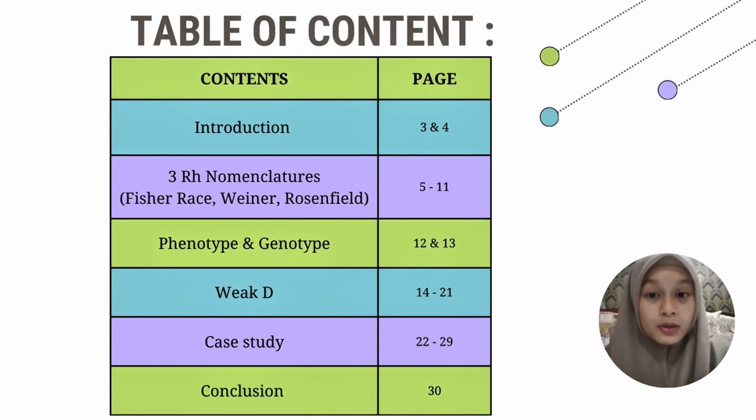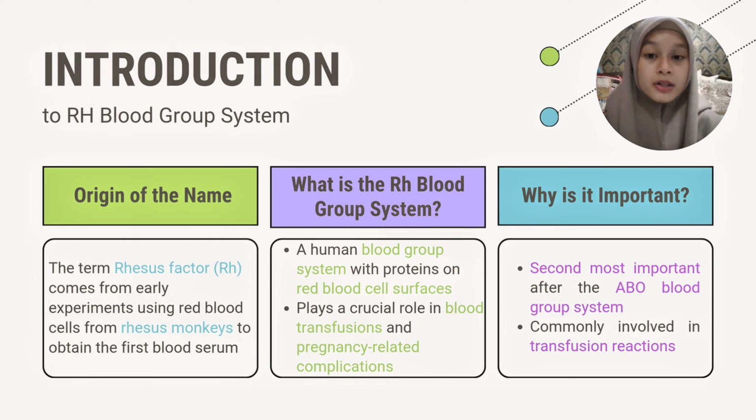So before we enter into the detail, we go for the table of contents. First, we have the introduction, three RH nomenclatures, which are Fisher-Race, Wiener and Rosenfeld, phenotype and genotype, case study, and also the conclusion. Introduction to RH blood group system.